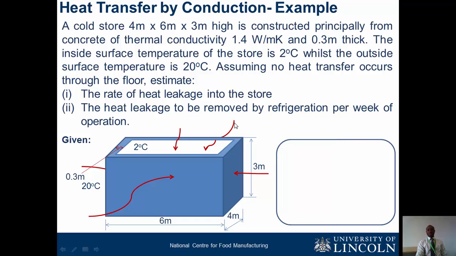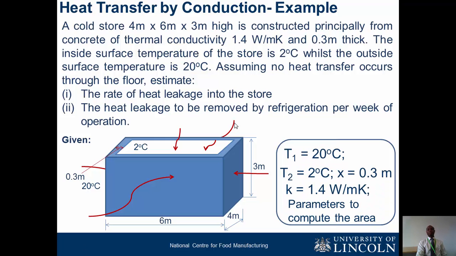So to solve this problem, we know all these have been given to us, and we are also given the parameters to compute the area, the surface area. The question says calculate the rate of heat leakage. So we are asked to calculate Q, and we are given the temperature difference. We are given K. We are given area, because yes, area is not given directly, but we are given the parameters to compute the area.